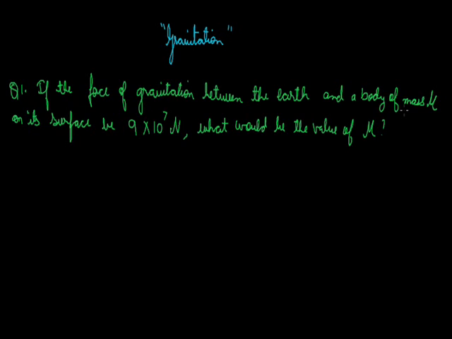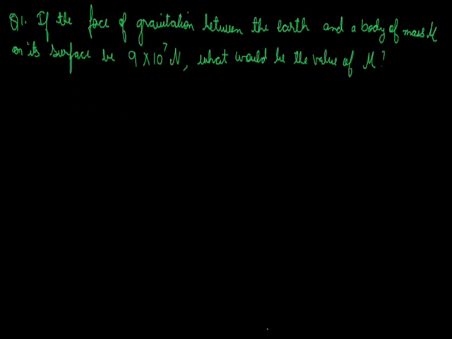Okay, now we are given that there is a force of attraction existing between the earth and a body of mass M, and the value of that force is 9 into 10 raised to the power 7 Newton. We have to evaluate the value of that M. Now for this, we know that F, which is given to us, is 9 into 10 raised to the power 7 Newton. Next, we know about the mass of Earth. Let it be small m. That is 6 into 10 raised to the power 24 kg.